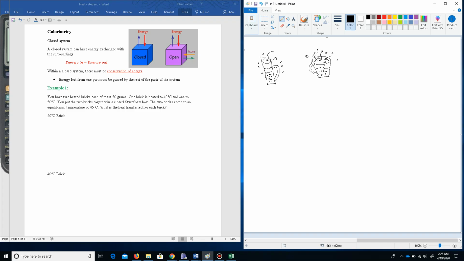Right, so within a closed system, the energy in equals the energy out. Doesn't work as well with the open system. And so you have a conservation of energy.